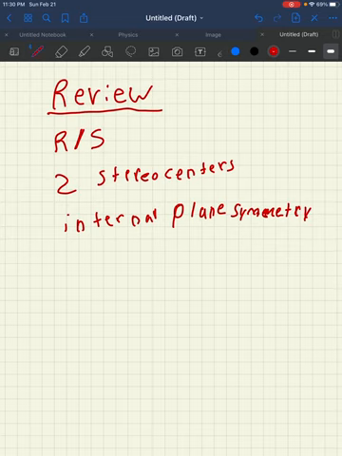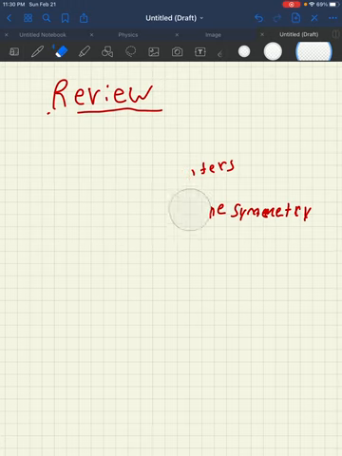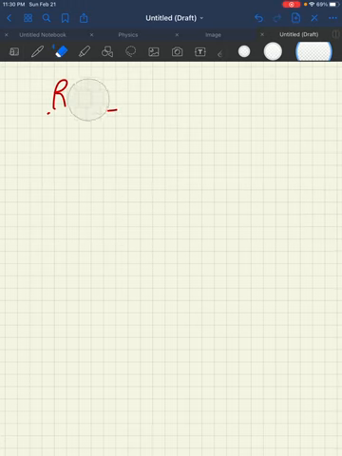So if they have all 3 of these, it's probably a meso compound. And then it's just your job to figure out which of these 2 stereoisomers. It could be more than 2 stereoisomers, it just depends. You could have 4 stereocenters and have a meso compound. And these rules would still apply. Is there an internal plane of symmetry? Is there more than 2 stereocenters? Is it R and S configuration? If it's all that, then it's a meso compound.